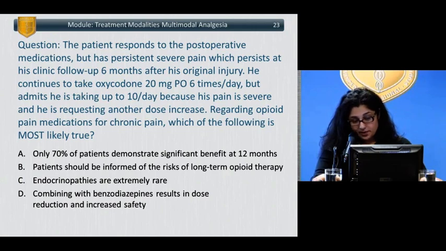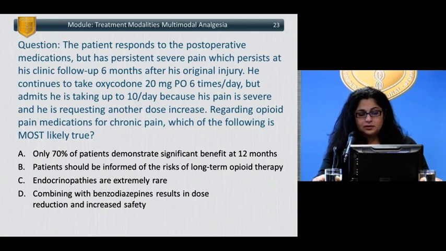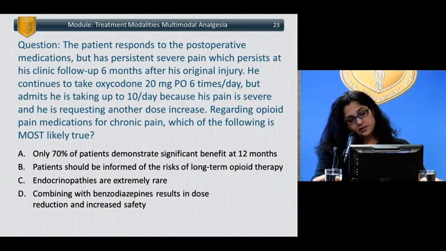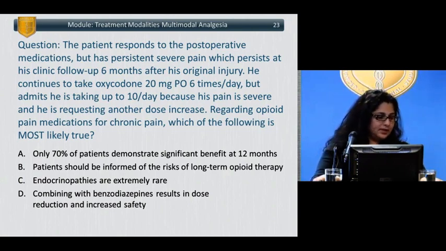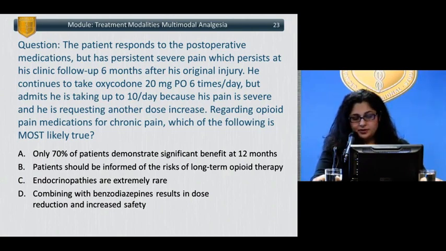Regarding opioid pain medication for chronic pain, which of the following is most likely true? A, only 70% of the patients demonstrate significant benefit at 12 months. B, patients should be informed of risks of long-term opioid therapy. C, endocrinopathies are extremely rare. Or D, combining benzodiazepine results in dose reduction and increased safety.